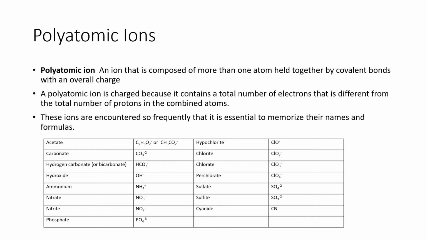So what we've been talking about so far were what we call monoatomic ions. Okay, because it was copper, see, it was one ion, or magnesium, whatever. That's monoatomic. We can have polyatomic ions, and these are composed of more than one atom. They're held together by covalent bonds but have an overall charge. So a polyatomic ion is charged because it contains a total number of electrons that's different from the total number of protons in the combined atoms.